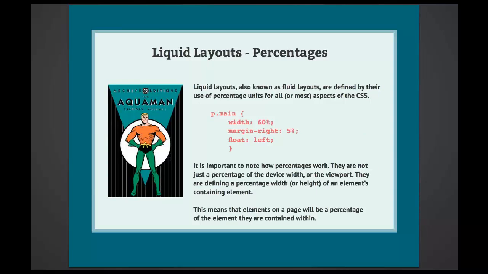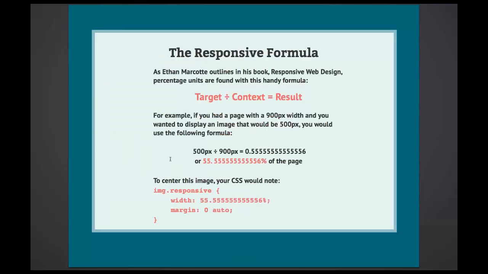So for example, if you wanted to set an image within a page width of 900 pixels, you would divide the image size by the page width, and that would give you your percentage. This is from the Responsive Web Design book, and this is the handy formula that lets you begin your workflow with a pixel grid. This makes it a little bit easier to figure out just initially what those percentages are for your CSS.